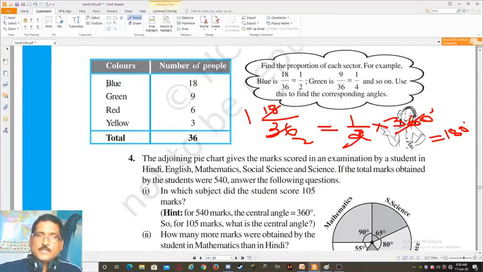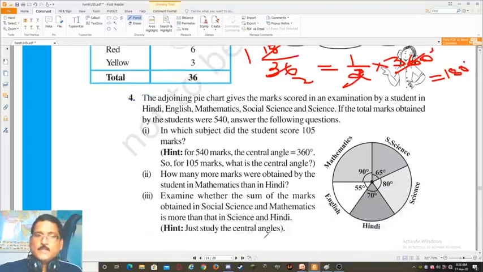Okay, this way the total is given. First item, share, fraction and central angle. Fraction will be 18 upon 36, 9 upon 36, 6 upon 36, 3 upon 36. Clear? So here also degree is there, we have to answer it. Okay, this is a very important question.